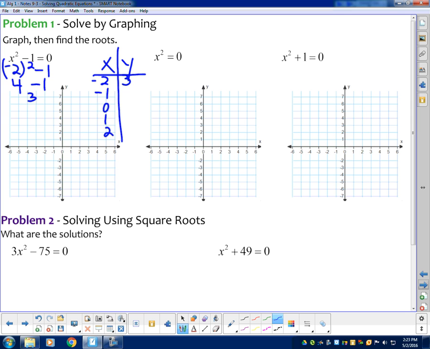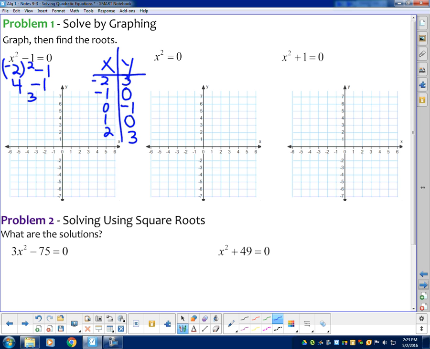If I plug in -1, -1 squared would be +1. 1 minus 1 is 0. And then if I plug in 0, 0 squared is 0. 0 minus 1 is negative 1. And then if I plug in 1 and square it, I get 1. 1 minus 1 is 0. And then 2 squared minus 1 would be back up to 3.